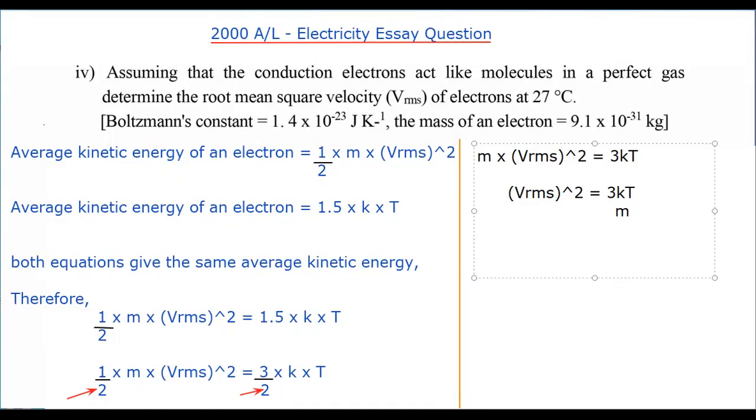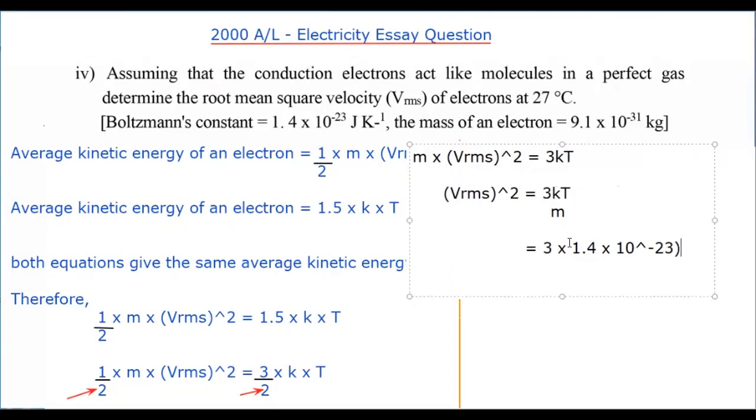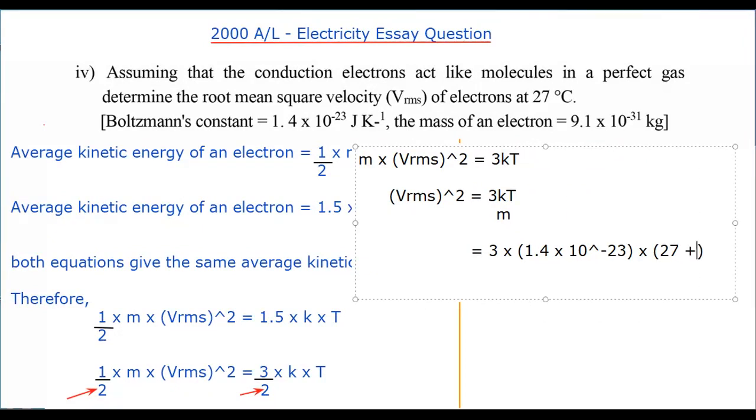Square of VRMS equals 3 into K. Boltzmann constant is given as 1.4 into 10 to the power minus 23. So that is Boltzmann constant. What is the temperature that they have given in the question? 27. But the problem here is we must convert Celsius into Kelvin. How do we convert this Celsius 27 temperature into Kelvin? Adding 273. Very good. We should add 273. That's how we convert Celsius into Kelvin.